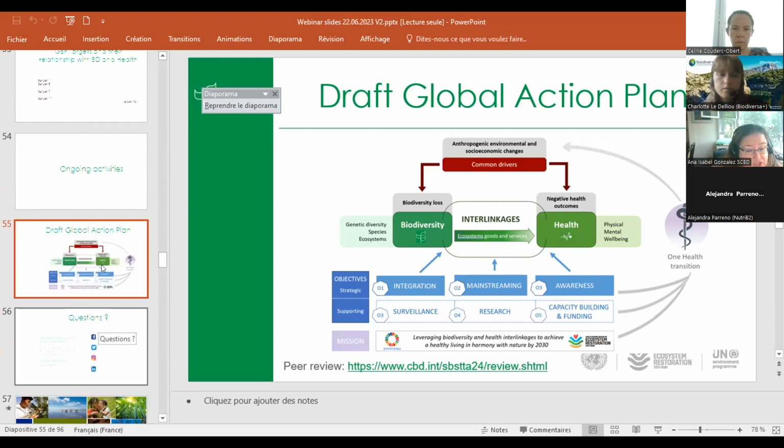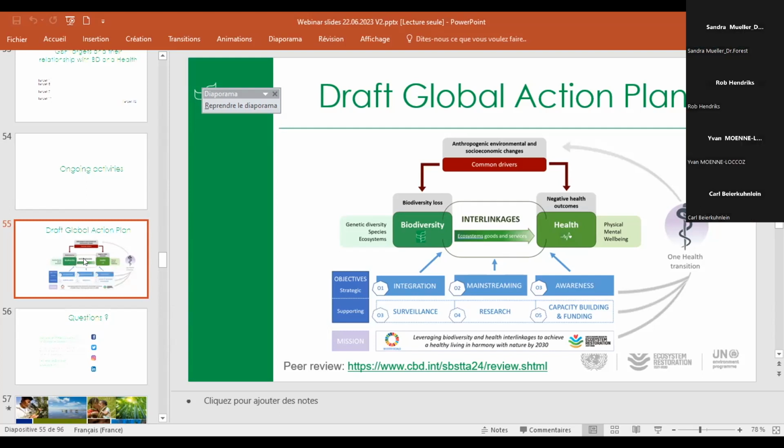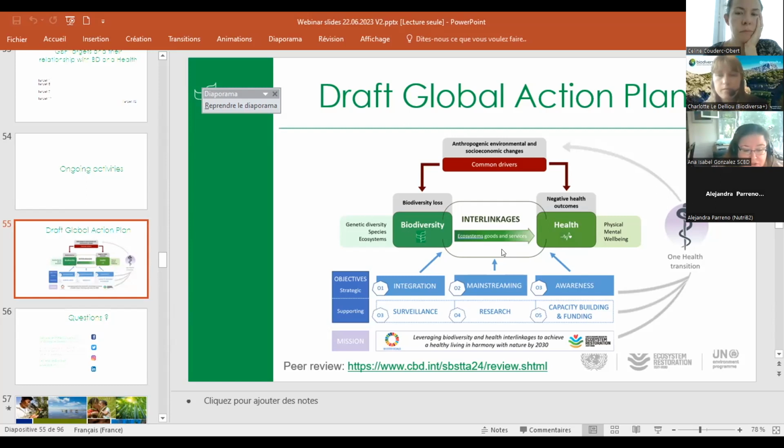The main objective of the action plan is catalyzing the mainstreaming of biodiversity and health linkages, and also accelerating efforts towards a biodiversity-inclusive One Health transition. Its key elements are three strategic objectives: integration, mainstreaming, and awareness. They're also complemented by supporting objectives: surveillance, research, capacity building, and funding. For each of these objectives, there are action areas and elements for which the plan provides details. This action plan can be a tool to support mainstreaming of biodiversity and health linkages, and everyone can use it, either parties or stakeholders.